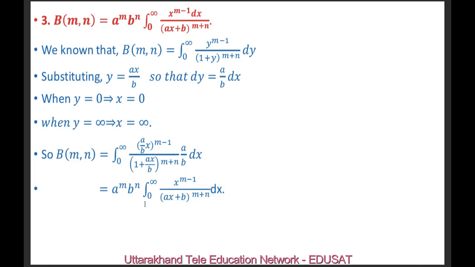So it will be b^n, and the integral from 0 to infinity of x^(m-1), and this is nothing but (b+ax) or (ax+b) raised to m plus n, dx. So we have proved beta(m,n) equal to a^m b^n times the integral from 0 to infinity of x^(m-1) dx over (ax+b)^(m+n).